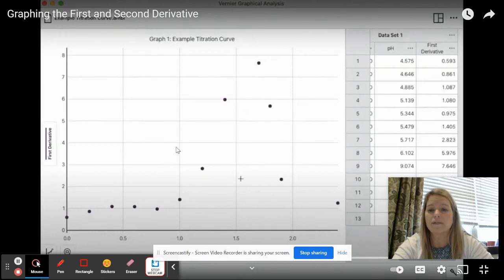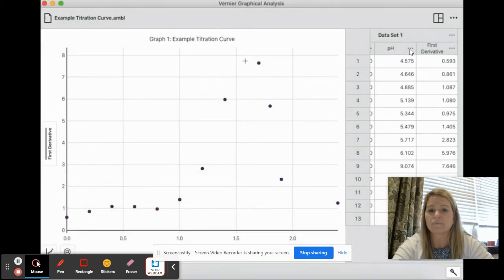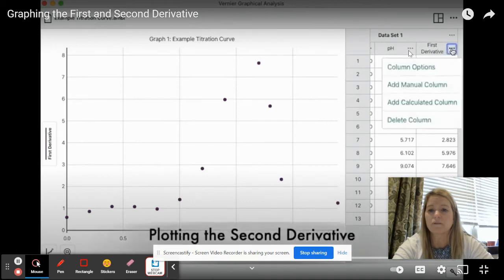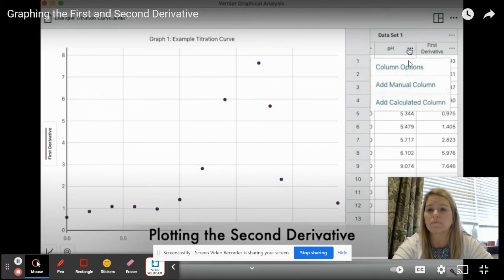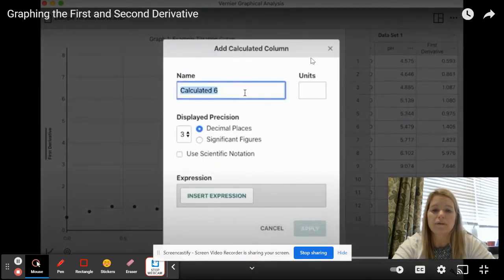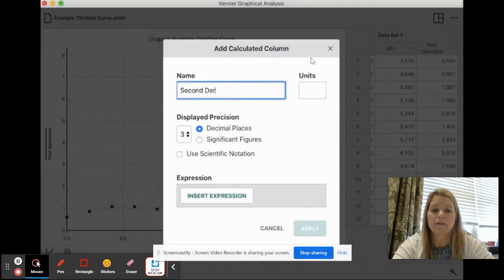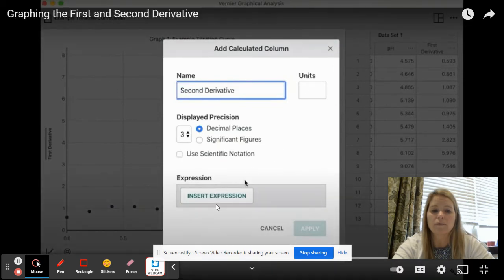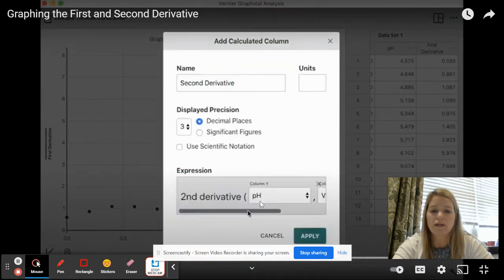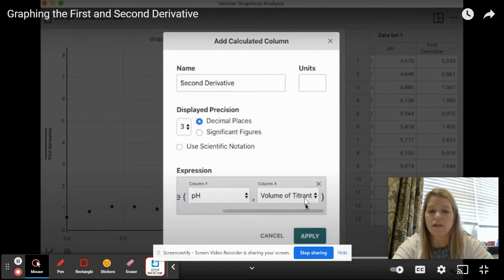So now we're going to add the second derivative. So you're going to go back to the pH three dots again, and we're going to make it second derivative. pH, add a calculated column, and we're going to call it second derivative. And then we're going to insert expression. And again, check to make sure it's pH versus milliliters of NaOH added, and apply.